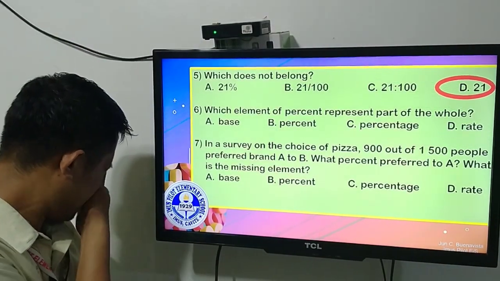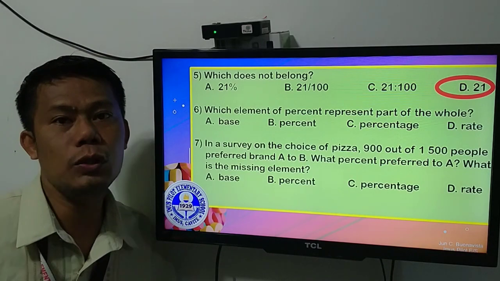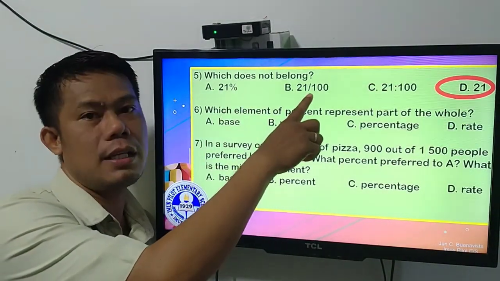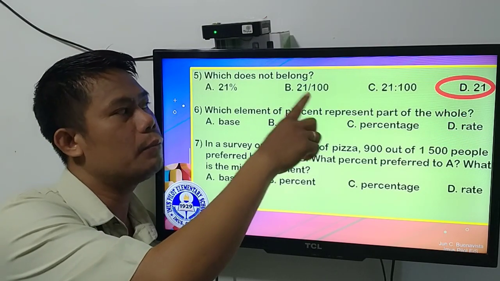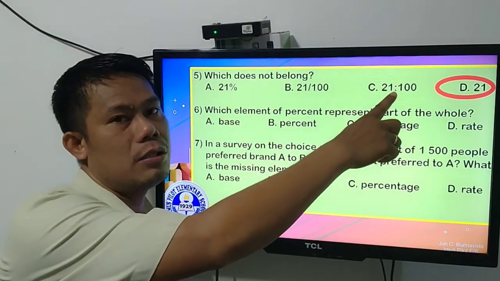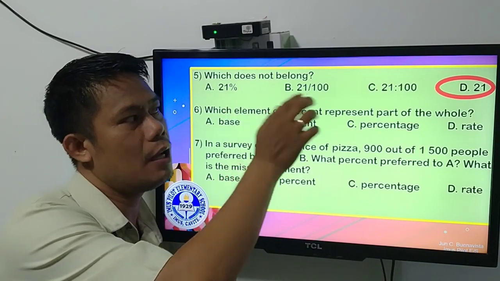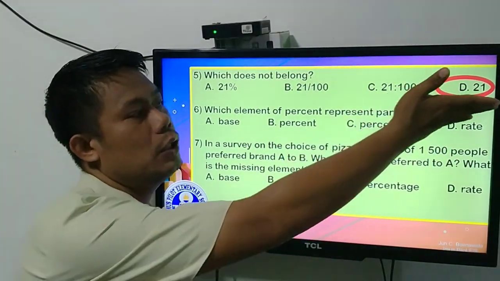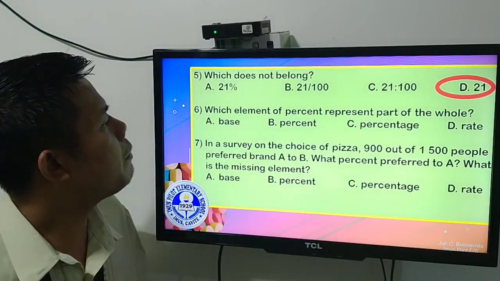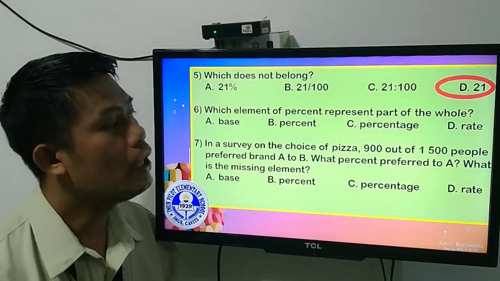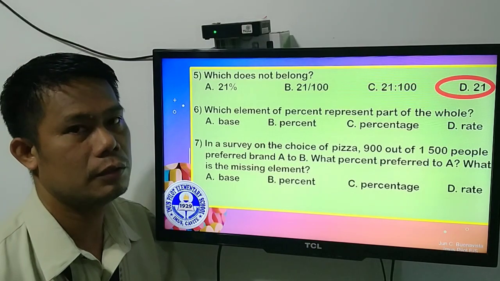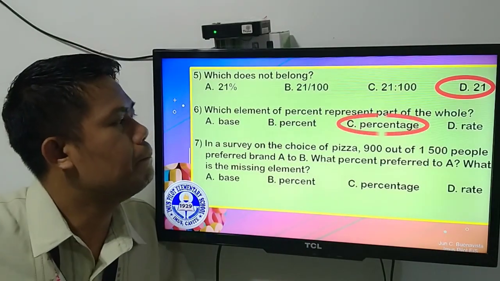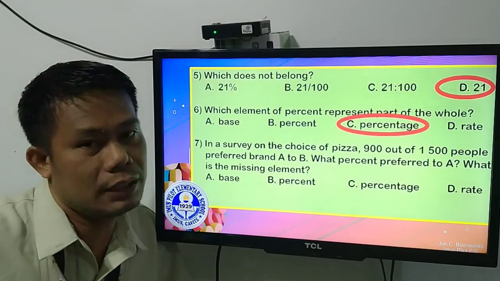Why? Okay, so 21 is a whole number. This one is a percent. And this one is the fraction form of percent. And this is the ratio form of percent. So, they are equal. This one does not belong because this is the whole number. Okay, for number 6, which element of percent represents part of the whole? So the part of the whole is the percentage. Part of a whole.